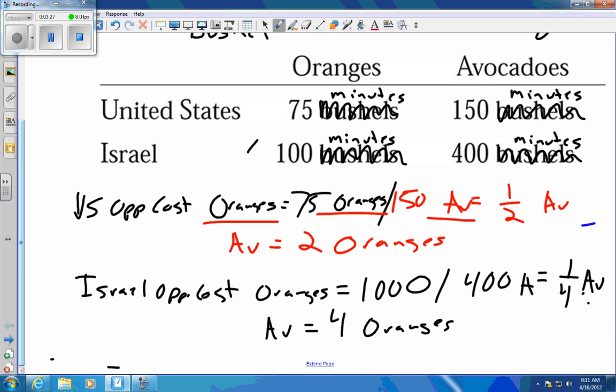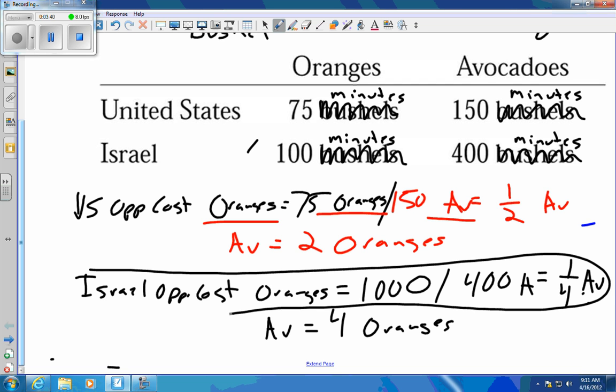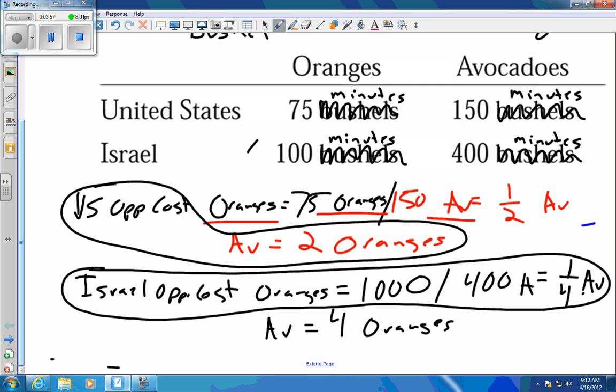And so what you want to do is look and see who has the smallest or the lowest opportunity cost. United States opportunity cost for oranges is 1/2. Israel's opportunity cost for oranges is 1/4. Therefore, this number is lower. Israel in this scenario now should make oranges. Remember, in the last one they should make avocados. Because they're reciprocals, the U.S. opportunity cost for avocados is 2 oranges. Israel's opportunity cost for avocados is 4 oranges. Therefore, the U.S. should make avocados.